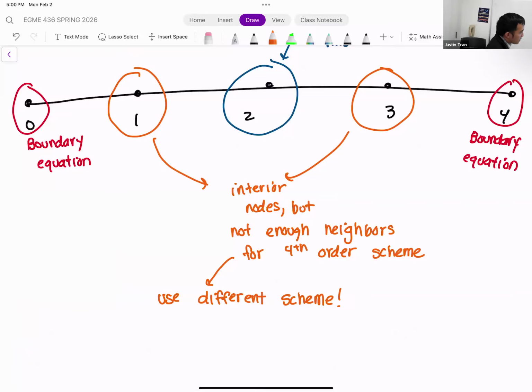Okay, so we would have to use a different scheme. The simplest thing to do is just to go down in order, and so we can just use our classical second order scheme.